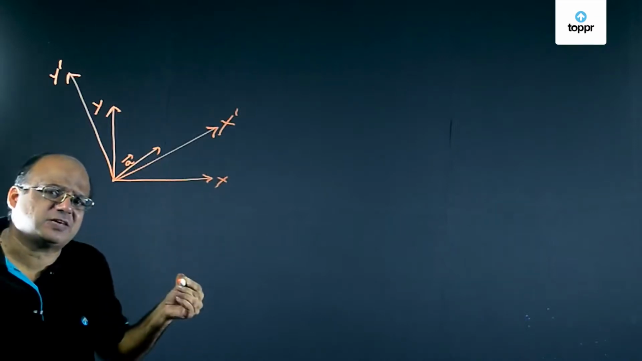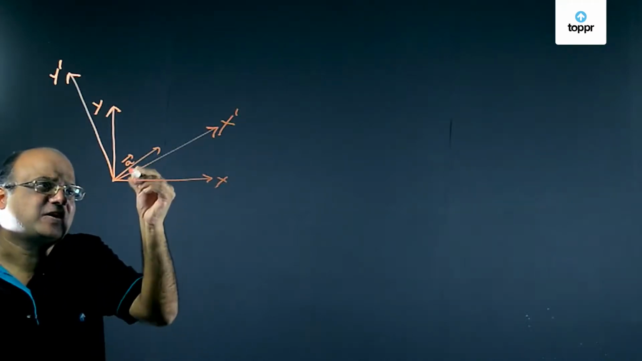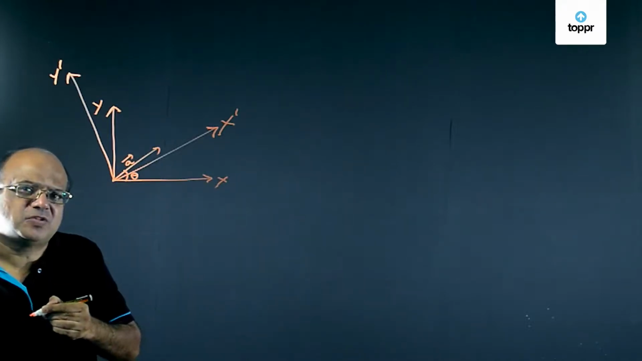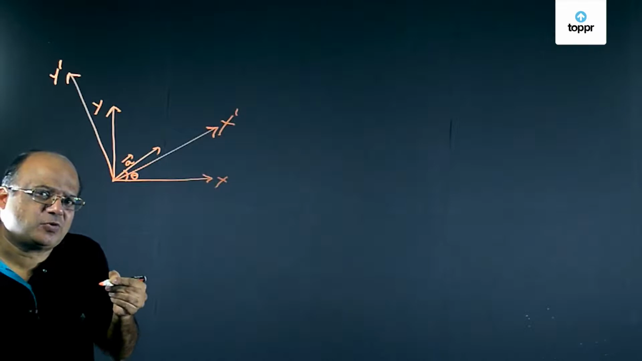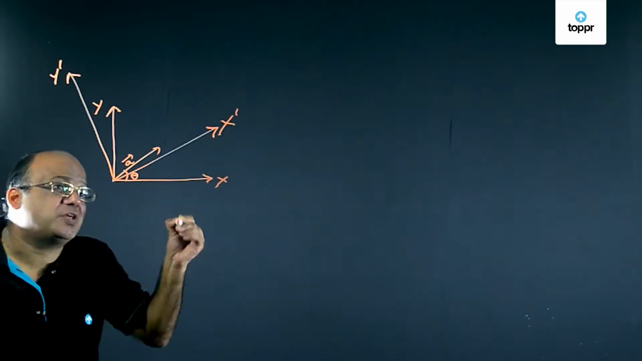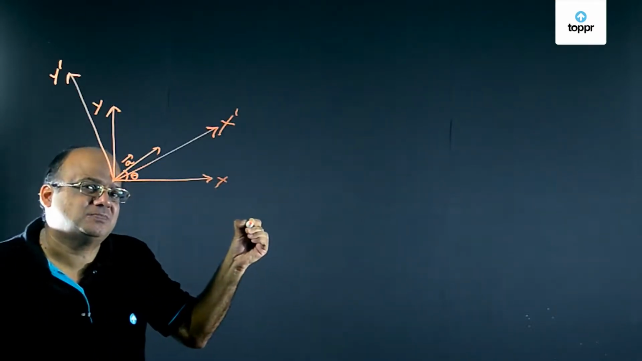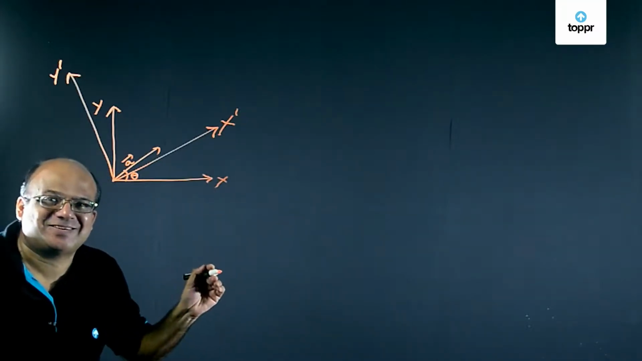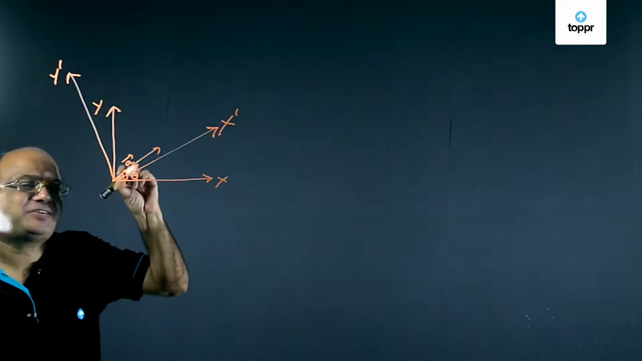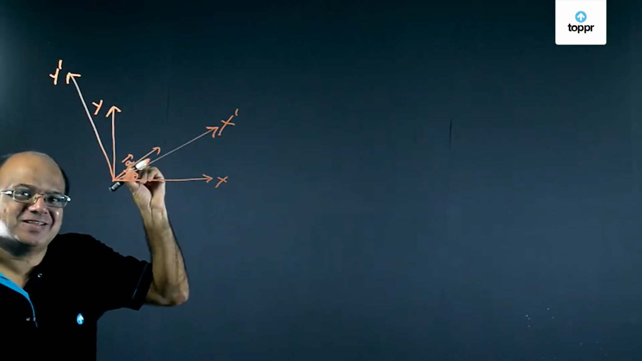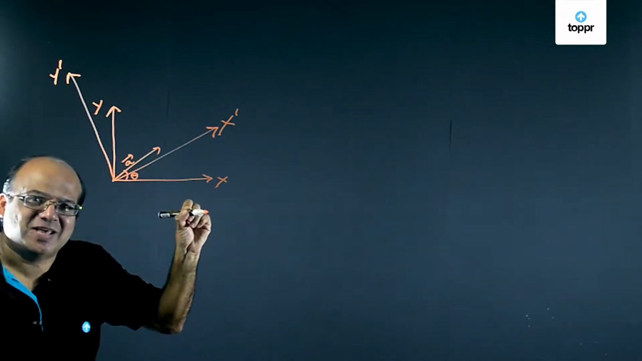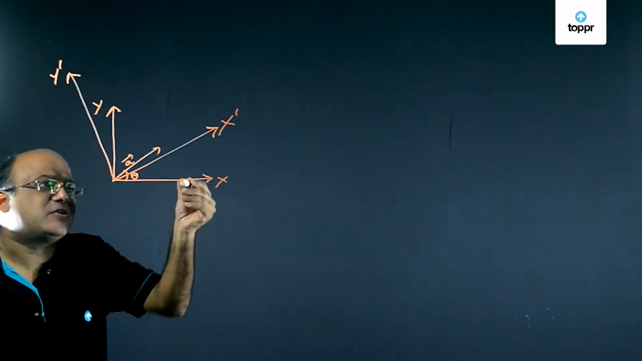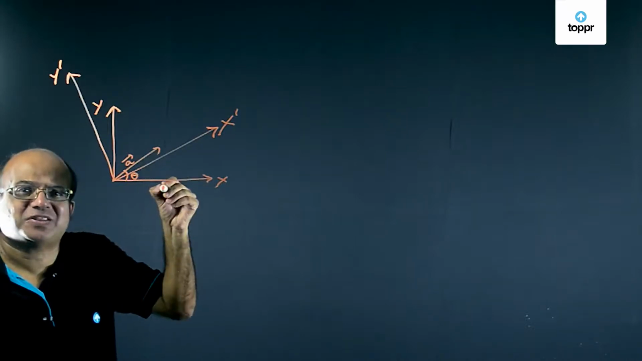Now what will happen to the vector? Earlier this A vector was making some angle theta with the x-axis, say. So what will happen to this vector? Will the vector rotate? No, the vector will not rotate. We can rotate the coordinate system, but not the vector. Please remember that. A vector points in a particular direction. That direction cannot change. X and y axis can rotate. So we can rotate the coordinate axis, but not the vector.